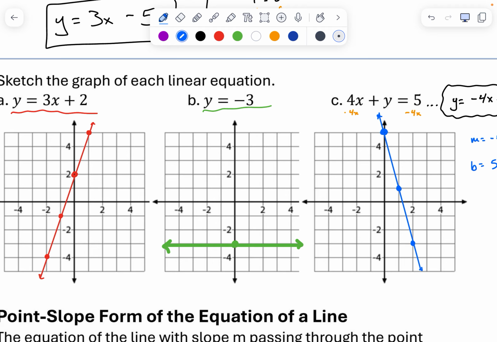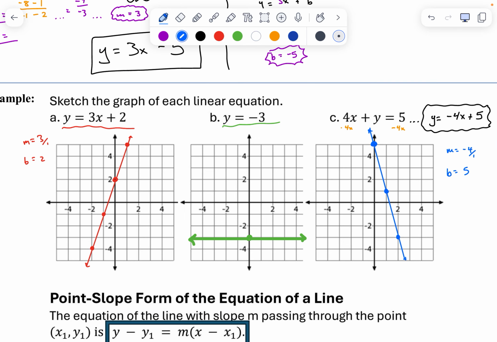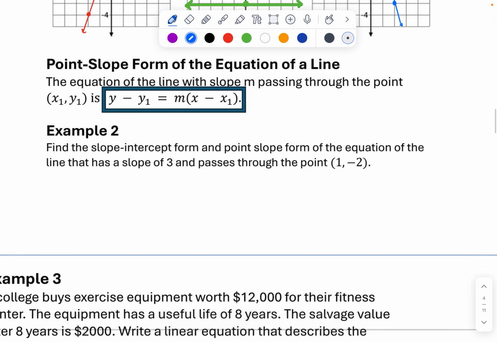All right, guys, how do we feel about graphing lines? We haven't forgotten this over the summer. We probably forgot a lot, but we didn't forget how to graph lines. Good news. All right, point-slope form.